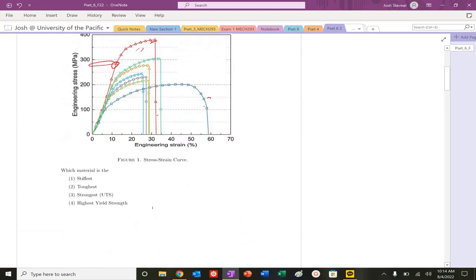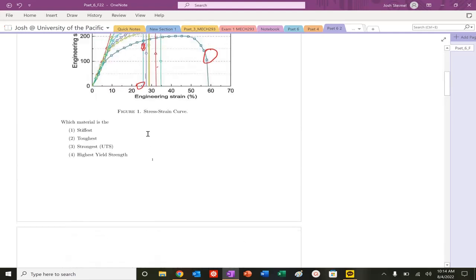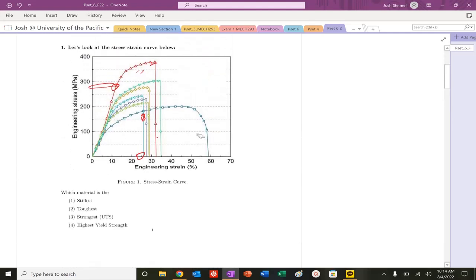Most ductile, definitely going to be this one. Most brittle, that will be this curve right here, because the strain falls there. For the red curve, indicate the quantitative value of failure strain, failure stress, yield strain, yield stress, ultimate tensile stress. So let's go ahead and look.